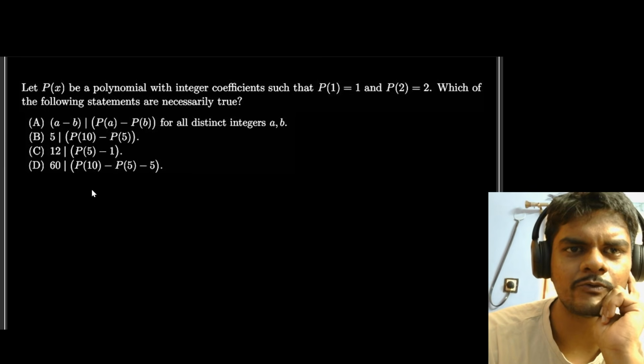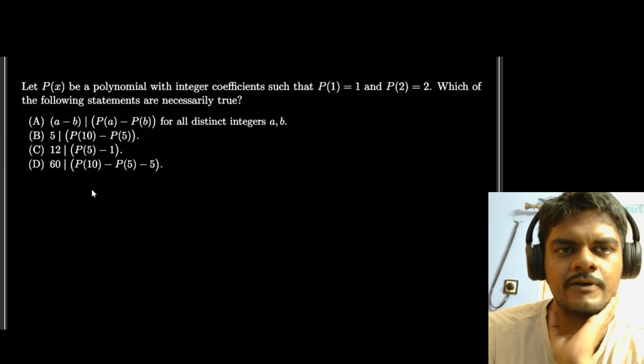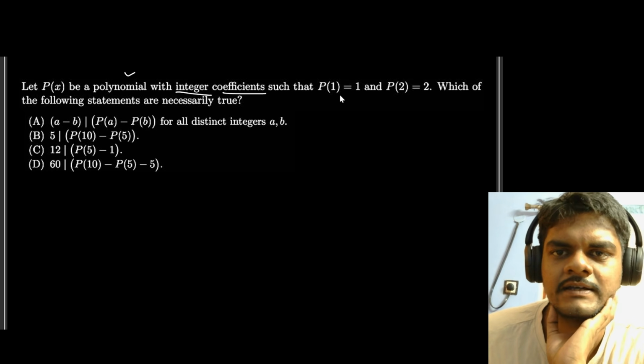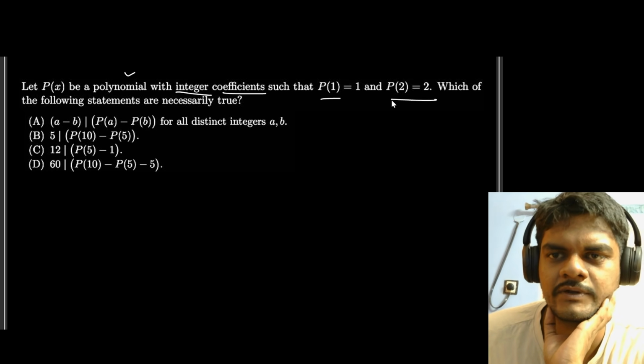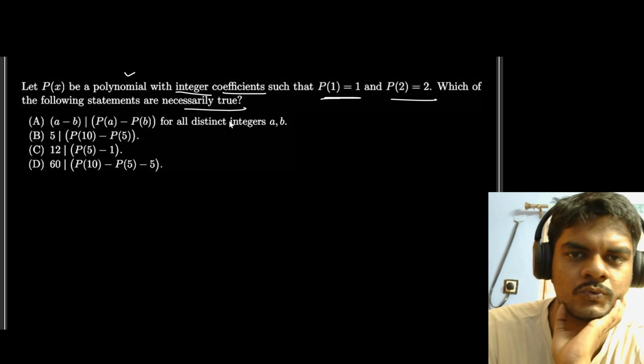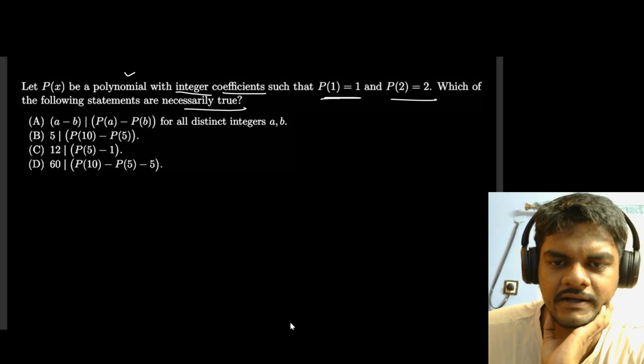Now coming to multiple choice questions. Let p of x be a polynomial with integer coefficients such that p of 1 equals 1, p of 2 equals 2. Very good. Which of the following statements are necessarily true? So you can pause the video and try this out.